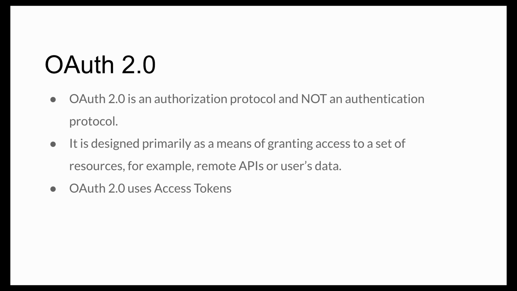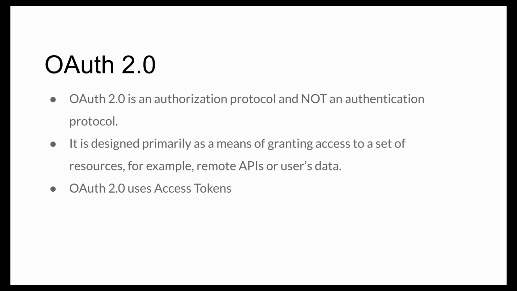OAuth 2.0 is just an authorization protocol and not authentication. It only provides the authorization, like you are allowing someone to use your resources. I am just allowing you to use my phone. Simple. It's just the authorization that you can access this. But what about the authentication? That authentication comes later when you connect OpenID with it. OAuth 2.0 and OpenID Connect together give you the complete authentication and authorization working together.